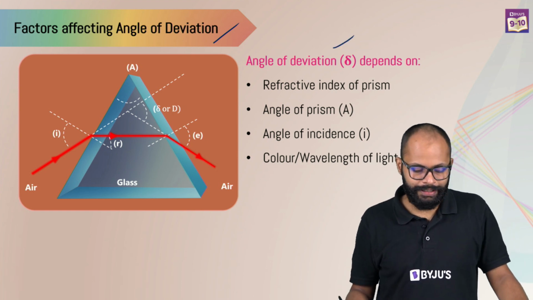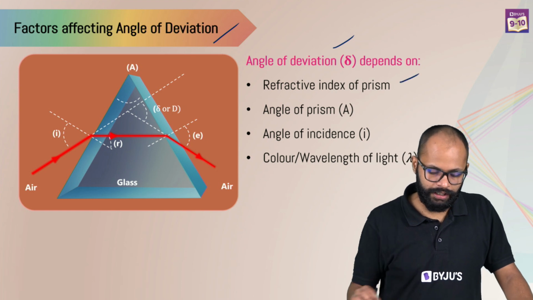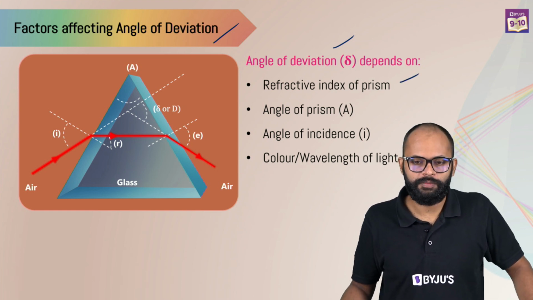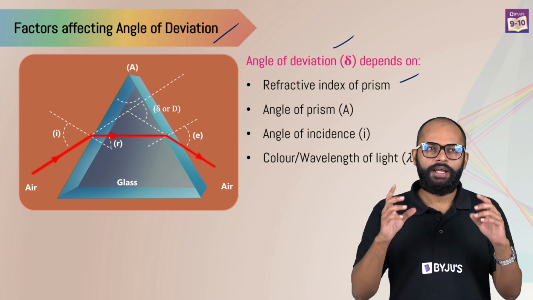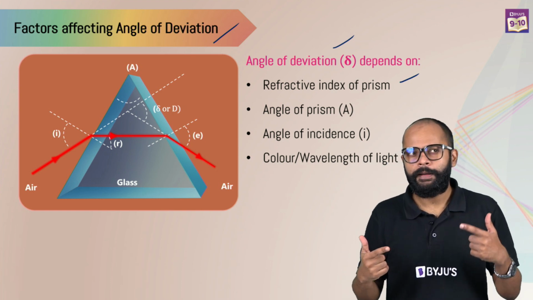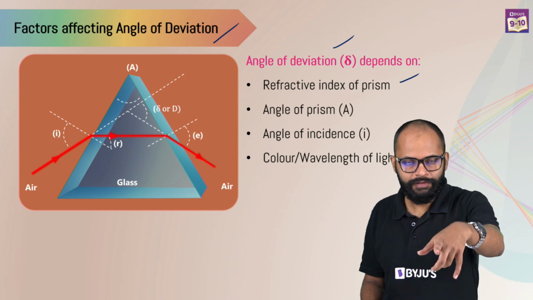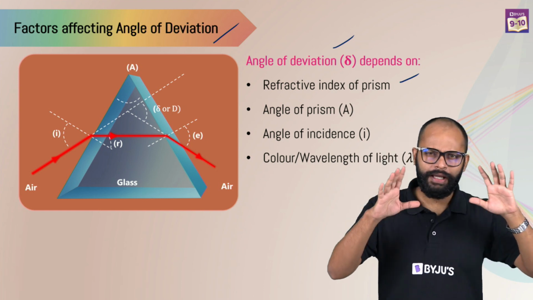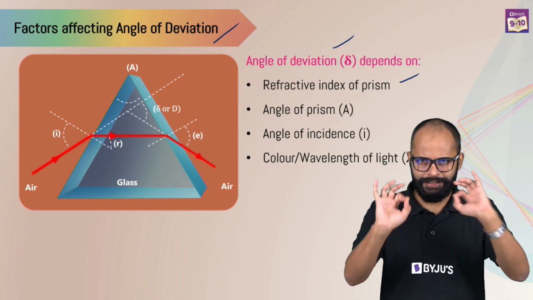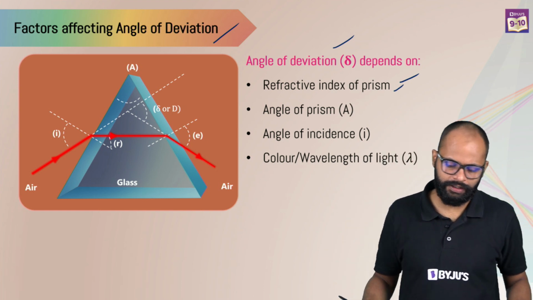Angle of deviation delta depends upon, first, the refractive index of prism, right? Refractive index of prism. So this one is easy. If there is more refractive index, it means light will bend more, refraction will be more. If refraction is more, it means it will deviate more also, right? Okay. Refractive index is something which is easy to understand.